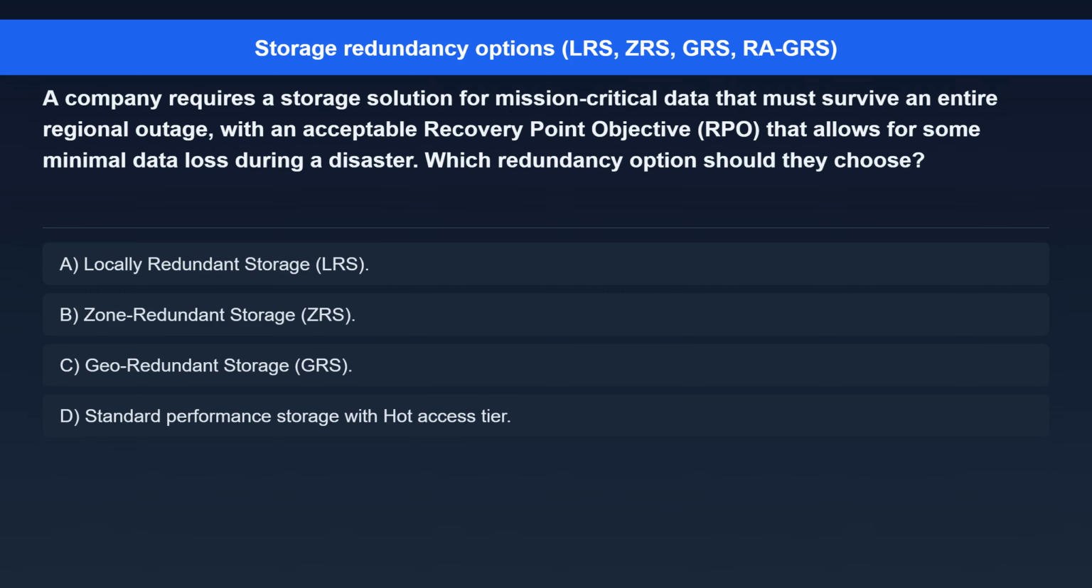Question 8. A company requires a storage solution for mission-critical data that must survive an entire regional outage, with an acceptable recovery point objective, RPO, that allows for some minimal data loss during a disaster. Which redundancy option should they choose? Option A. Locally redundant storage, LRS. Option B. Zone redundant storage, ZRS. Option C. Geo-redundant storage, GRS. Option D. Standard performance storage with hot access tier.